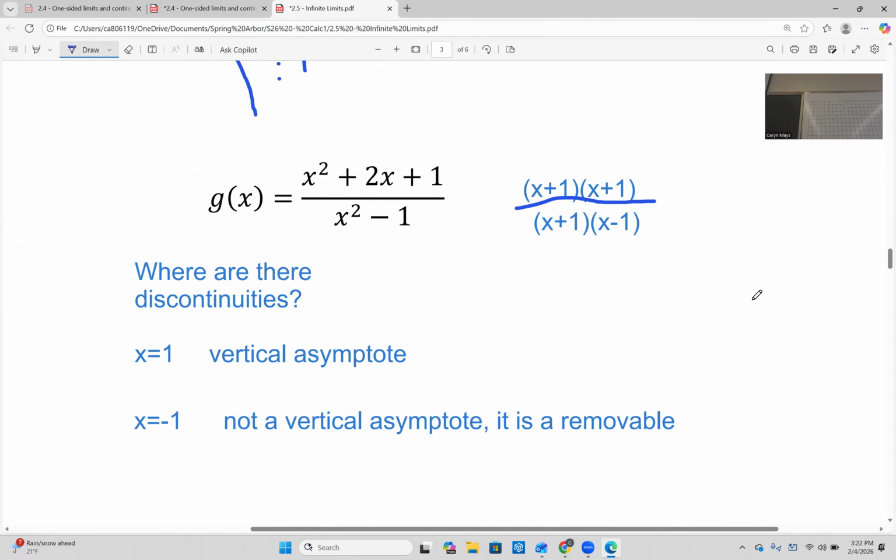What cancels out of the denominator? The x plus 1 cancels with one of the ones up top. X equals -1 is a removable discontinuity. What doesn't cancel from the denominator? X minus 1. X equals 1 is a vertical asymptote. Vertical asymptotes and the non-removable discontinuities end up being the same thing.